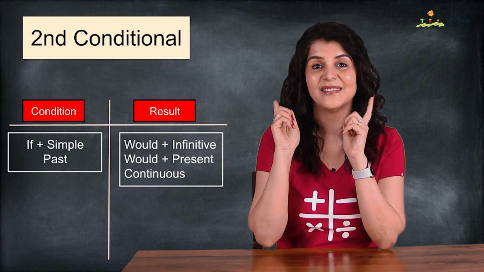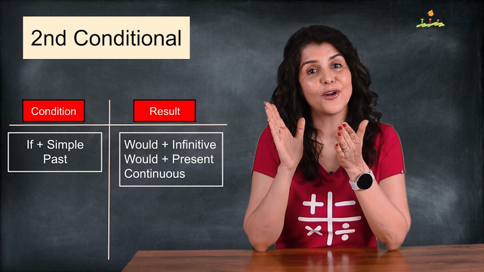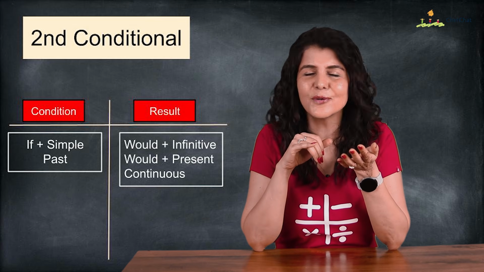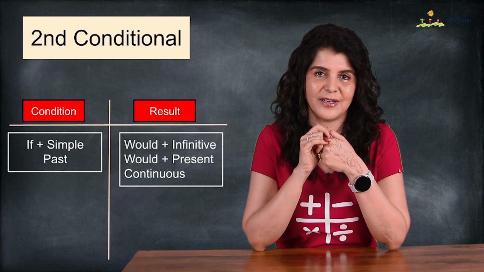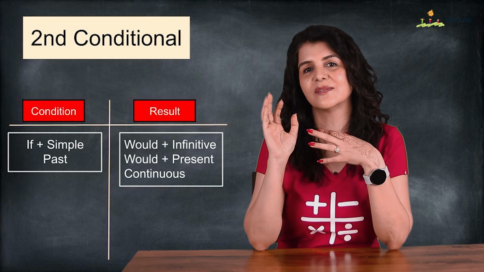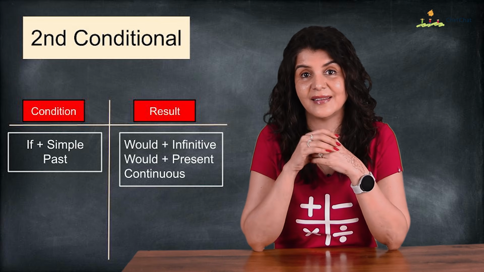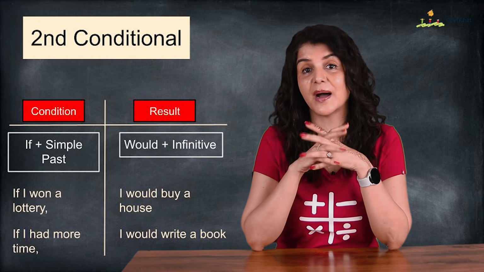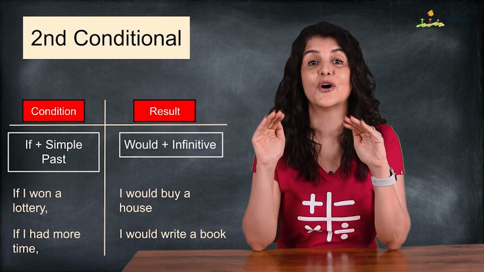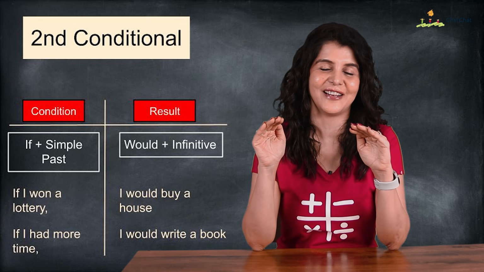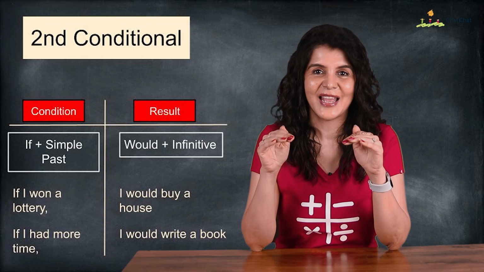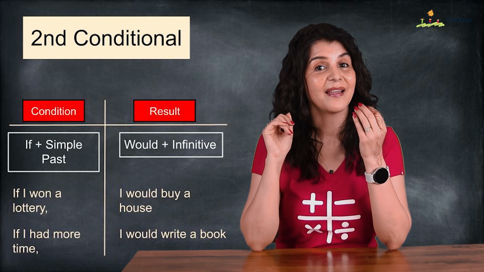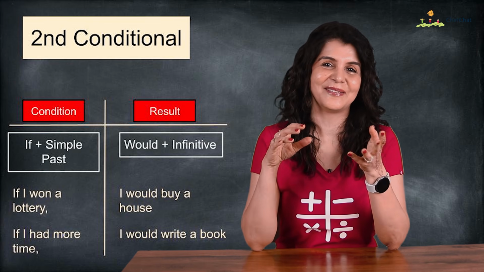All right, now the second conditional. The if clause is in simple past tense, and the main clause is mostly would plus infinitive. But sometimes you can find it as would plus present continuous. Let's take some examples. If I won a lottery, I would buy a house. This is the most common example of the second conditional. It's like someone is dreaming. If I had more time, if I had more money, if I had a rich boyfriend, and so on.